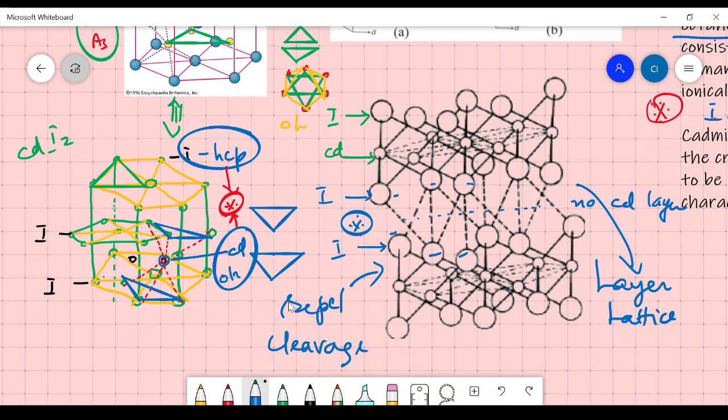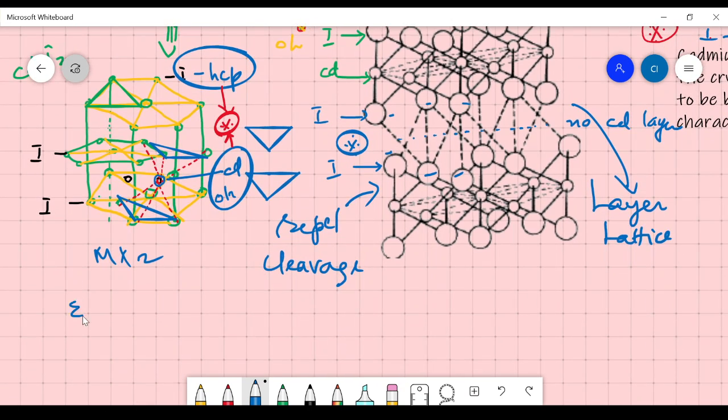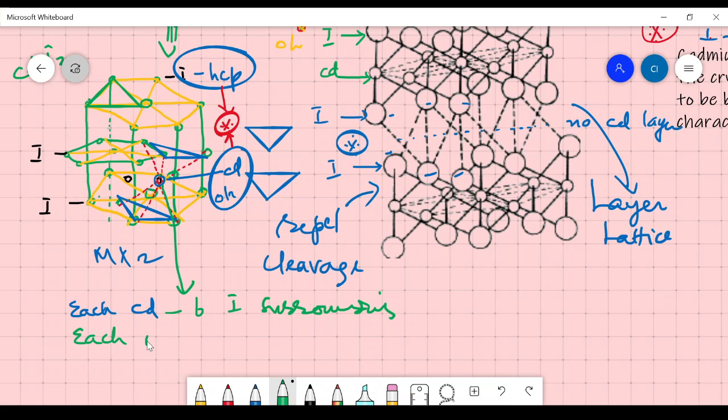Okay. In between the iodine layers, all octahedral positions are occupied corresponding to the molecular formula of the type MX2. And each cadmium atom has 6 iodine atoms surrounding. This is how we have to write. Each cadmium atom has got 6 iodine atoms surrounding it, and that is this one. This is the cadmium atom. This is what I am going to mention here, right? Similarly, each iodine atom has 3 cadmium atoms. Each iodine atom has 3 cadmium atoms surrounded by it.